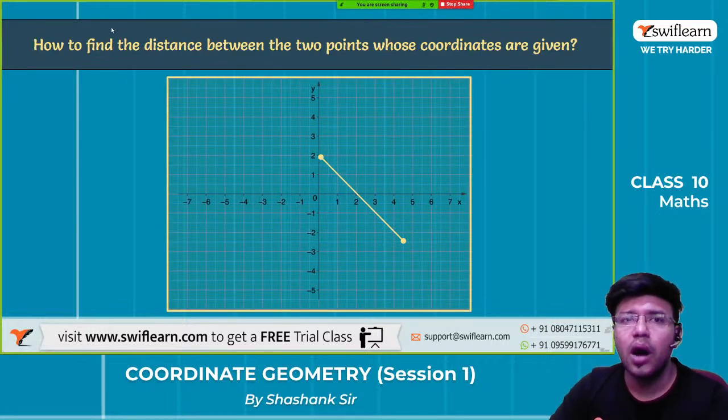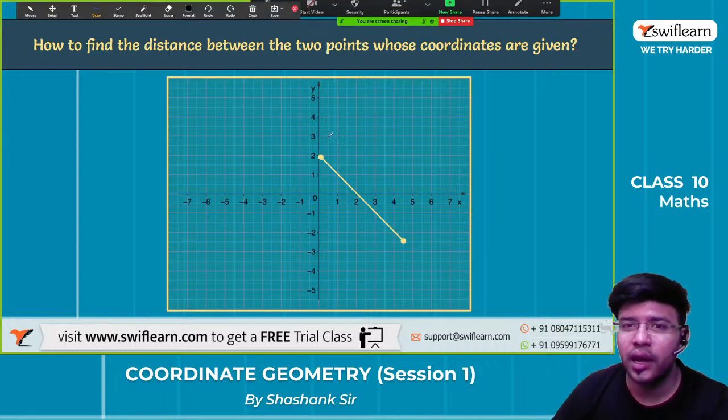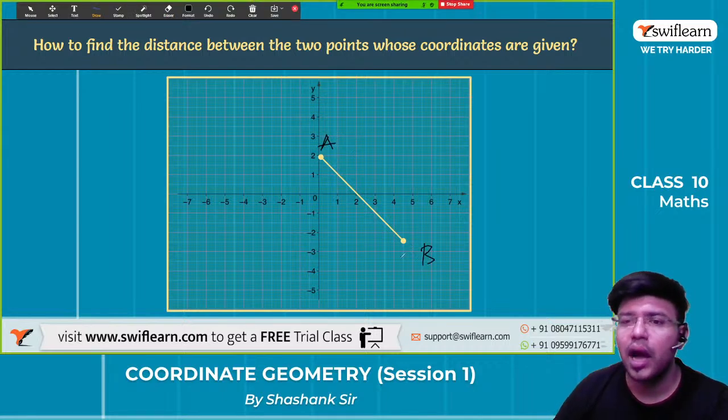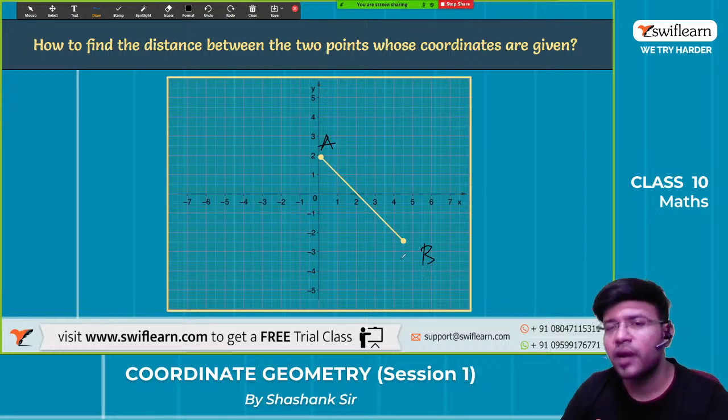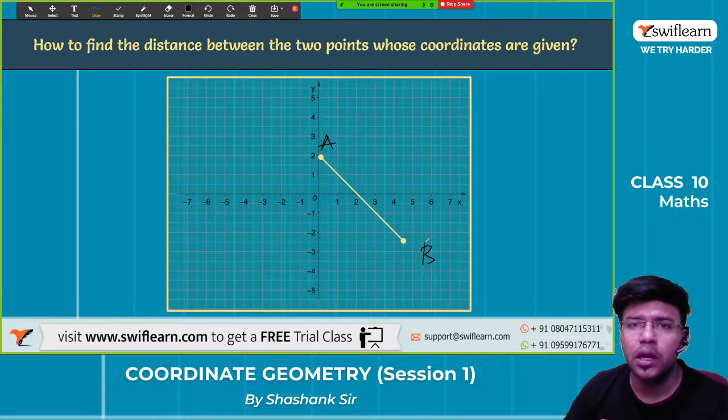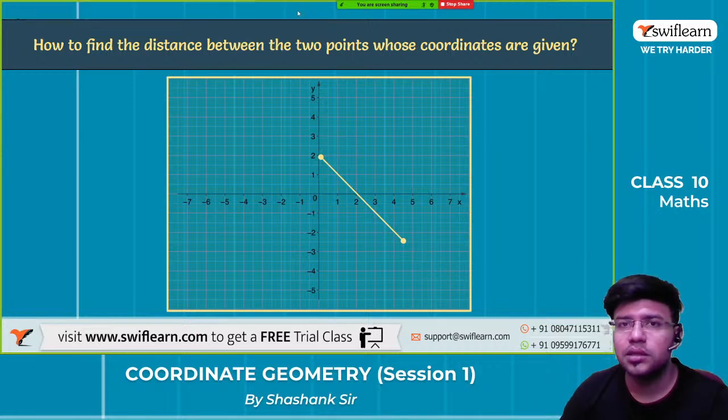Okay. Now, how to find the distance between two points whose coordinates are given? Suppose this is point A and this is point B. I need to find the distance between A and B. How can we find the distance between A and B? Okay, let us study this.